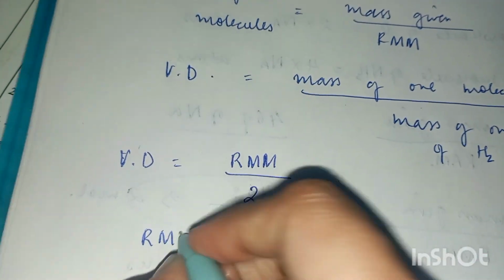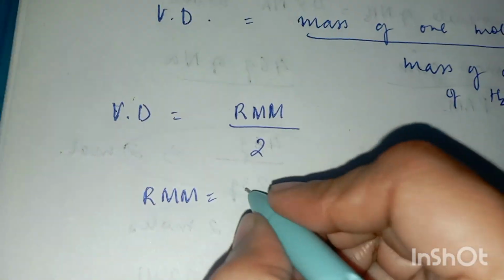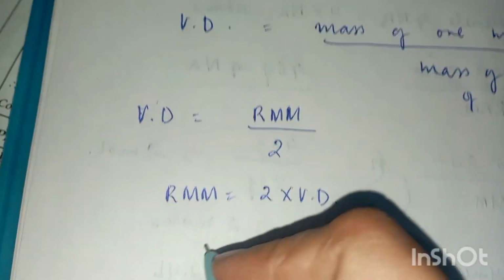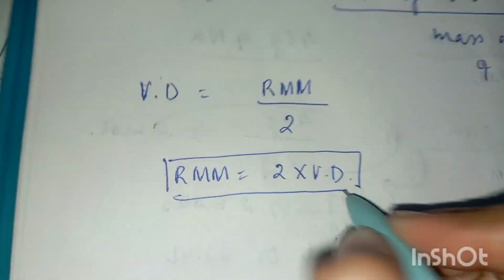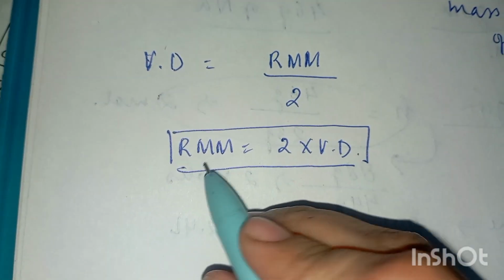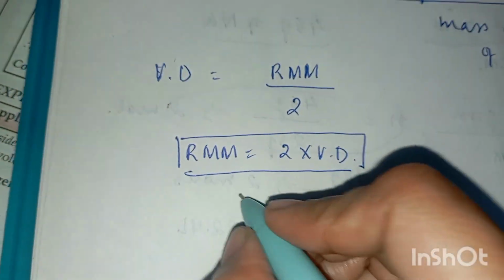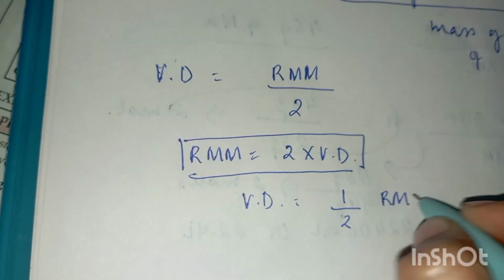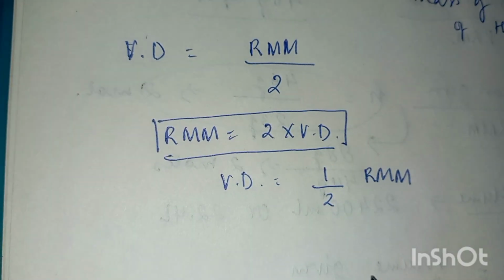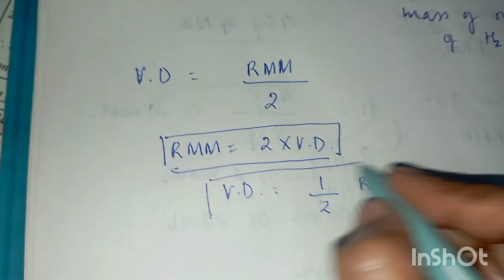So relative molecular mass or molar mass is equivalent to 2 into vapor density. So what is the relation between molecular mass and vapor density of any gas? Relative molecular mass is equivalent to 2 into vapor density, or vapor density is equivalent to half of the RMM, or relative molecular mass, gram molecular mass or molar mass, either you can say.